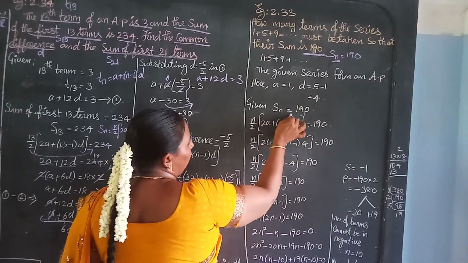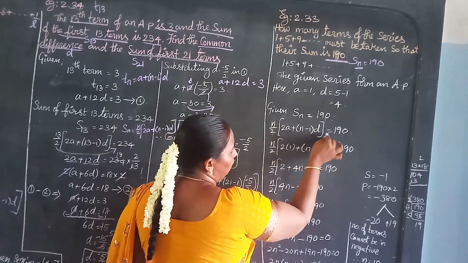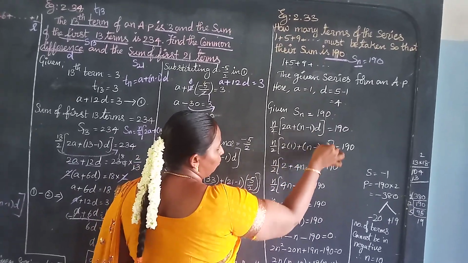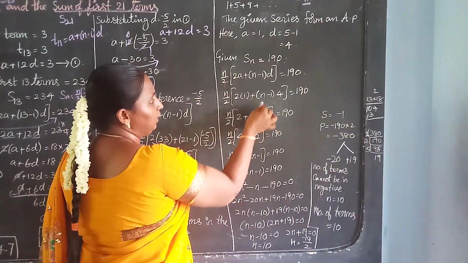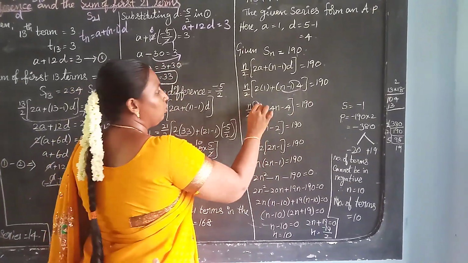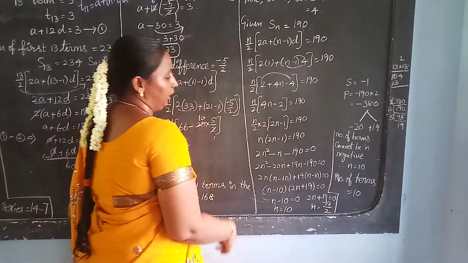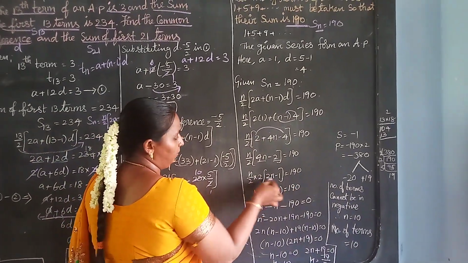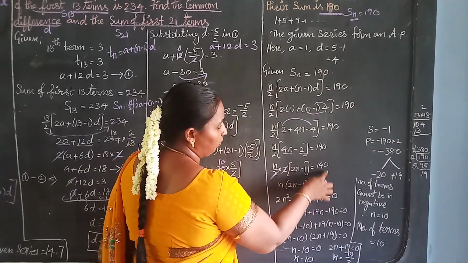So they have given Sn equal to 190. Write the Sn formula: n by 2 into 2a plus n minus 1 into d equal to 190. n by 2, 2 into the a value 1, n minus 1 into the d value 4, equal to 190. So n by 2 into 2 plus 4n minus 4 equal to 190. 2 minus 4 will get minus 2, so n by 2 into 4n minus 2 equal to 190. In these two terms you can take 2 as common, so you get 2 into 2n minus 1. These two will get cancelled. So you get n into 2n minus 1 equal to 190.